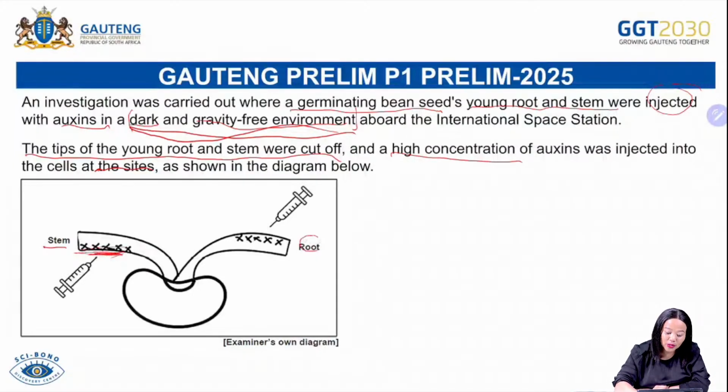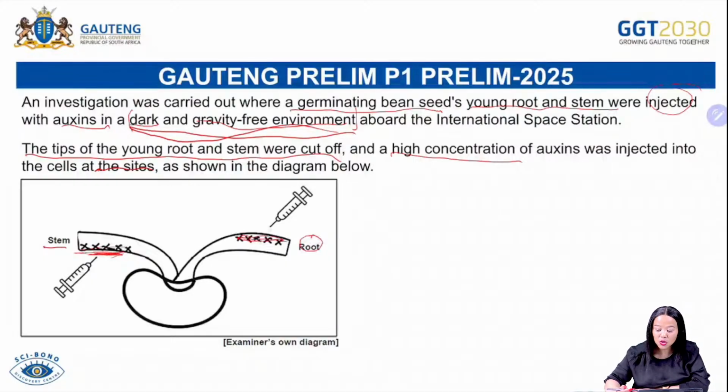If you look at the root, only the top part of the root was injected with a high concentration of auxins. Now you need to go back to what you were taught by your teachers to say: what effect does a high concentration of auxins have on the stem, and what effect does a high concentration of auxins have on the root?